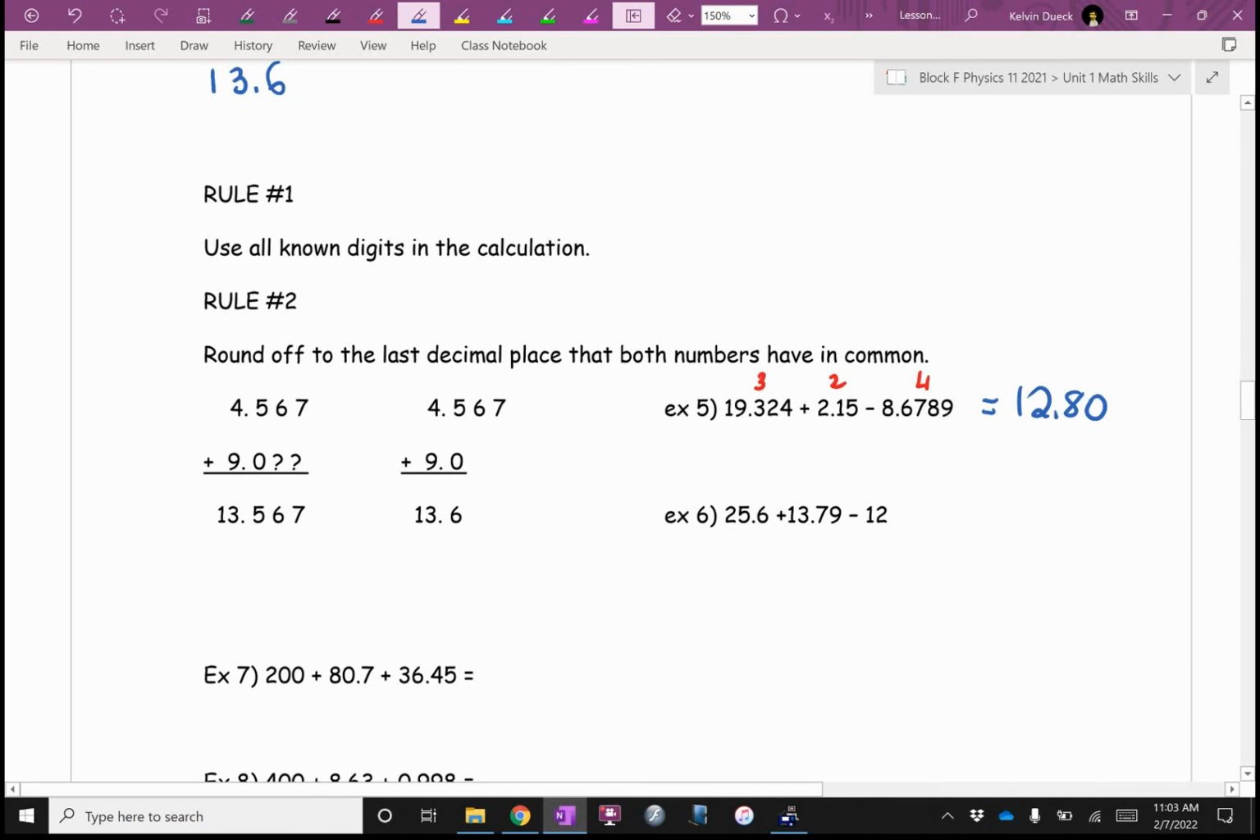Fahim, let's do the next one together, you and I. Example 6, 25.6, Fahim, how many decimal places? How many decimal places in the next one? Ooh, how many decimal places? It's a trick question. How many decimal places am I going to go to? 0. Okay.